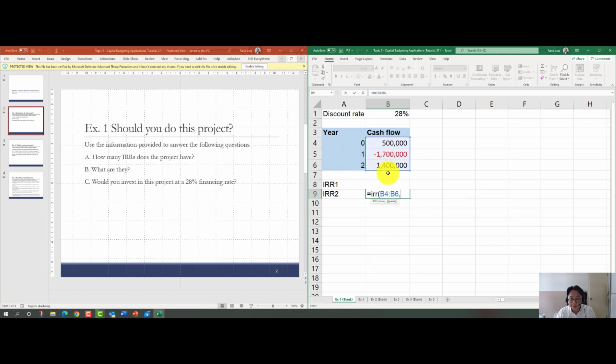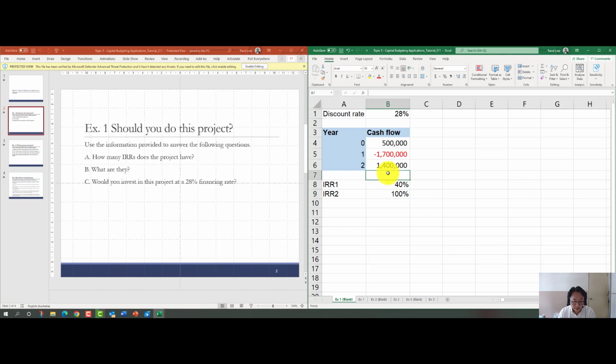So that means we can put something which is above 40, let's say it's 50%, and let's see, oh, and it guessed something else, which is 100%, right? Okay, so that means this actually has two IRRs. Okay, so what happens over here is that we need to actually understand that if the internal rate is 40%, 100%, would we invest at this project at a 28% financing rate?